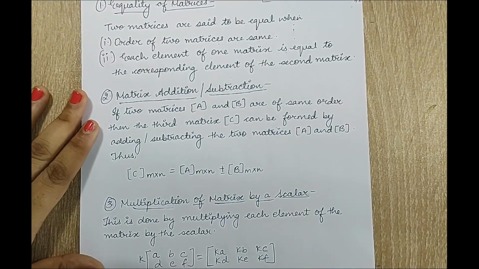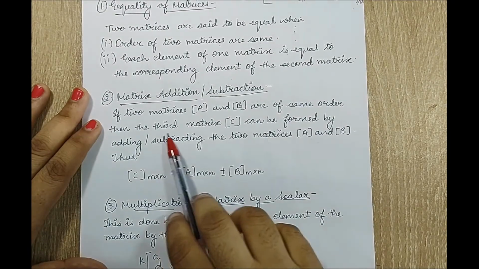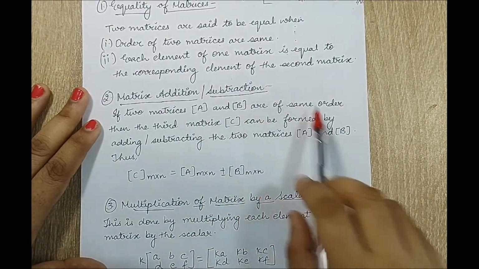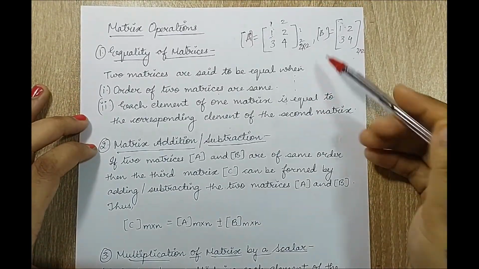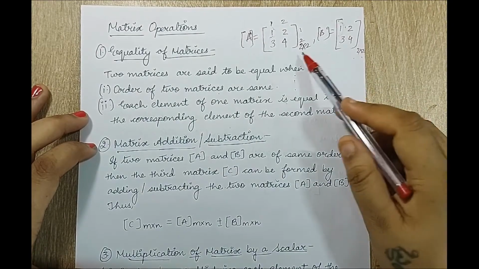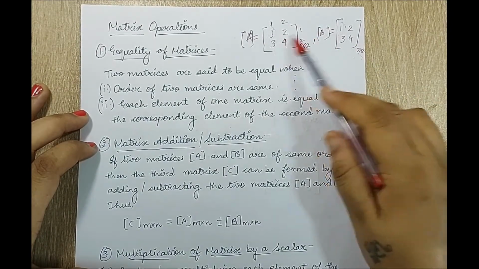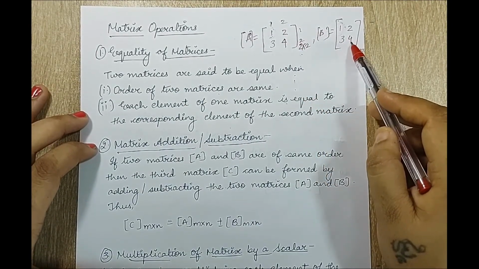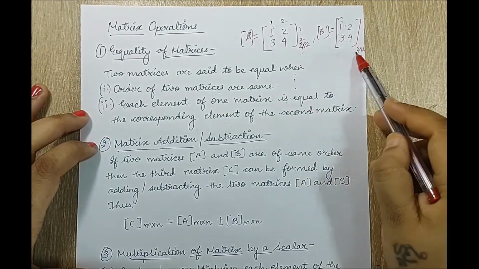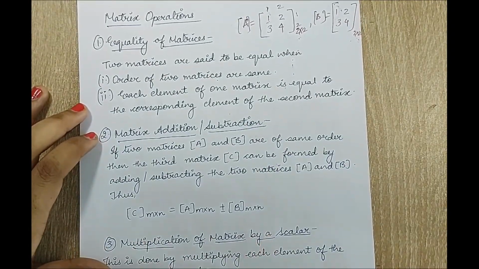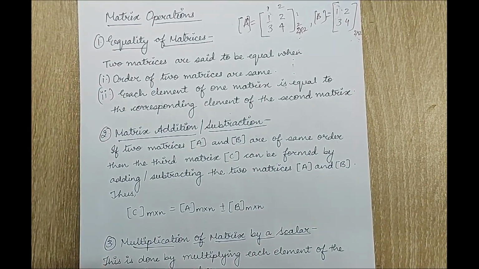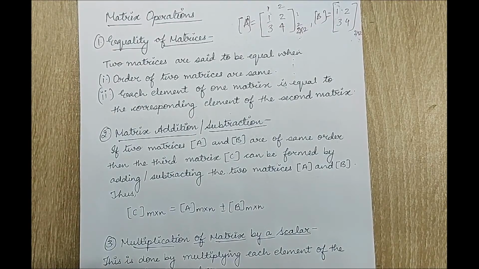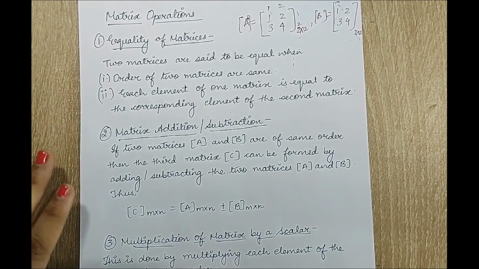Next we have matrix addition or subtraction. You can add two matrices A and B only if they are of the same order. Like I just wrote, 2 by 2, 2 by 2. So this order has to be the same. The elements need not be equal in both of them, but they have to be of the same order. Only then can you add or subtract two matrices. I think you have already studied this in mathematics, so I'm not taking up more examples on this.